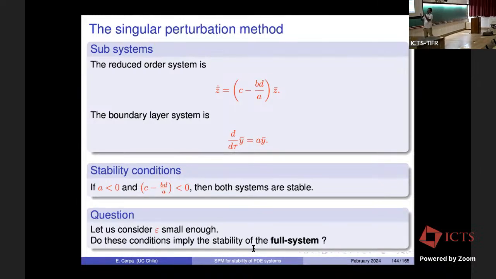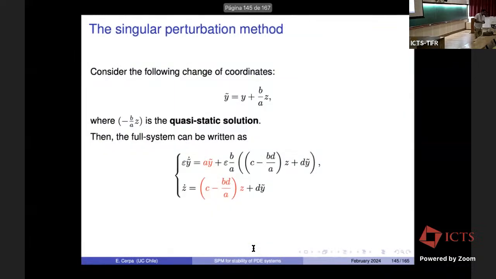So here, can we assure, using these two conditions, that the original full system is asymptotically stable? In order to do that, of course, we center the system again around this quasi-static solution, and we write this system which is equivalent to the previous one.